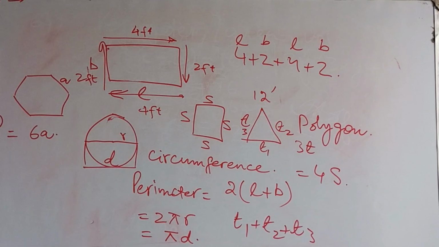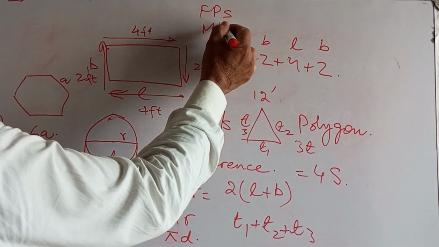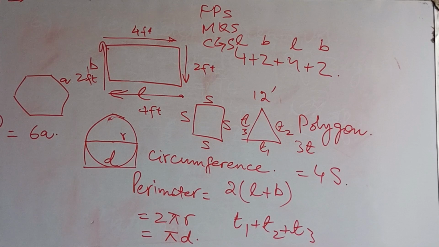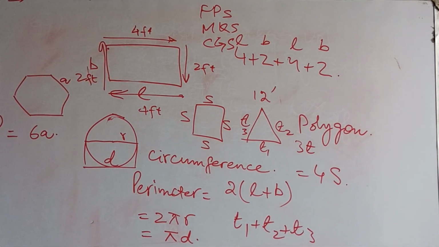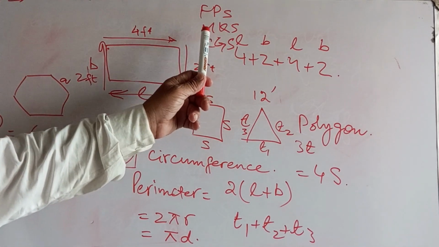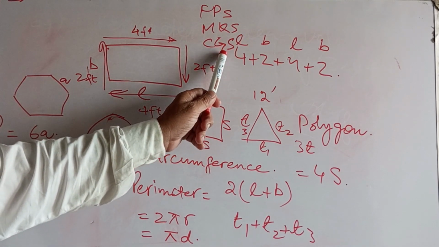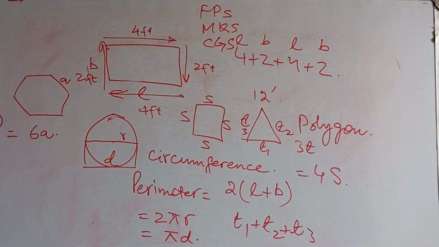And you can measure it in any units. You can measure it in the FPS system, MKS system, or CGS system, whatsoever you want. I hope you know what the FPS, MKS, and CGS or international system is. It is foot, pound, second; meters, kilograms, and seconds; centimeters, grams, and seconds. So it was the brief discussion about the perimeter.